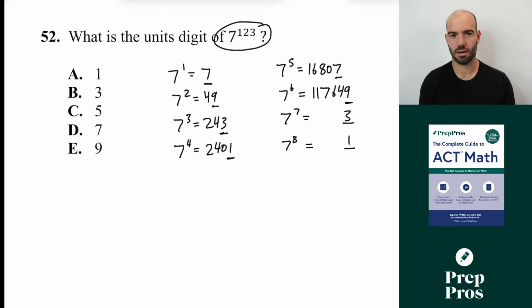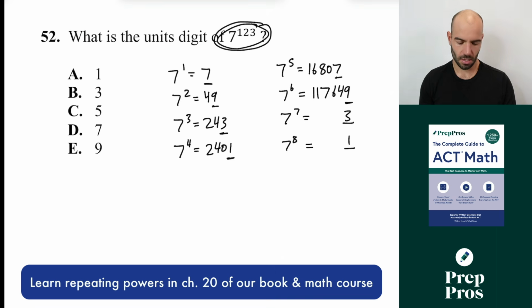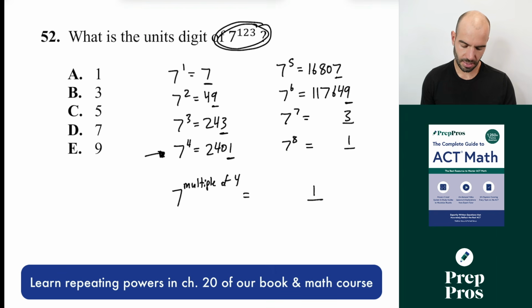So we can use this pattern to figure out what the units digit is going to be for 7 to the 123. The trick here is to go to the end of the pattern. Every time we have 7 to a multiple of 4, like 7 to the 4th or 7 to the 8th, it's going to end in a 1. So we need to find a multiple of 4 nearby 123. It turns out that 120 is a multiple of 4. So 7 to the 120 is going to end in a 1.